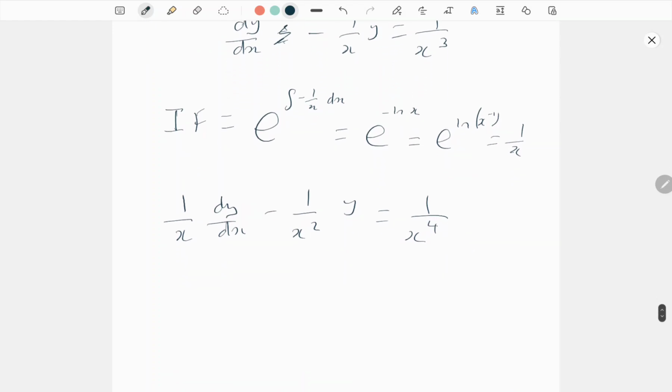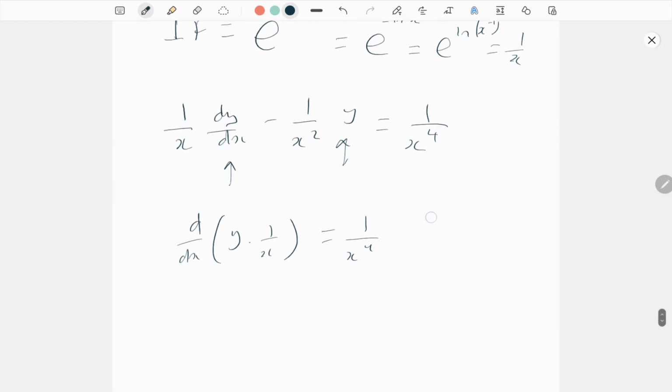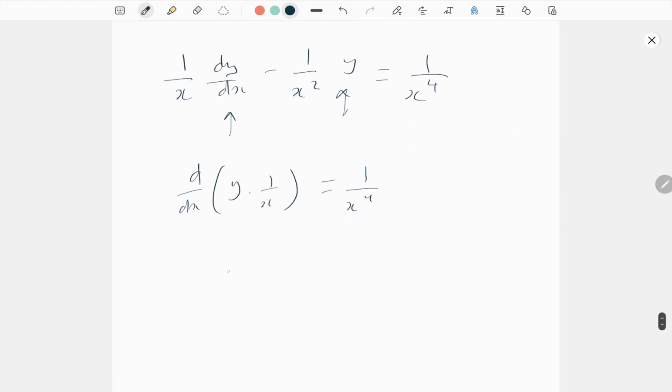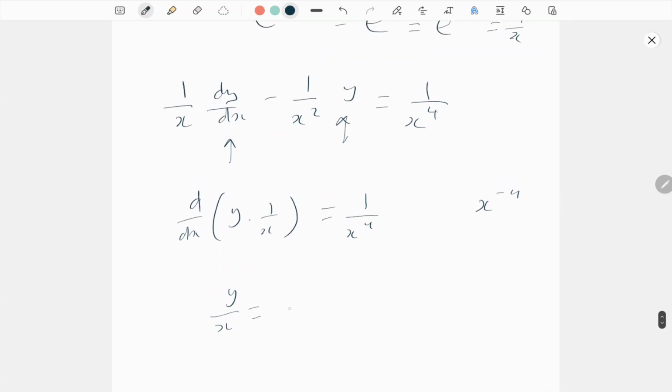So if you notice now, you've got y dy by dx, so the derivative of y, and the other function in the product is 1 over x. If you differentiate 1 over x, you get minus 1 over x squared, so that works. And that's equal to 1 over x to the power of 4. We now integrate both sides with respect to x. So y over x equals, if we integrate this, we're going to make it into x to the power of minus 4. So that's going to become x to the power of minus 3 over minus 3 plus c.